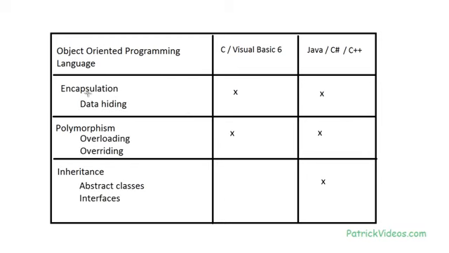Now, under encapsulation, there is a concept called data hiding. Under polymorphism, there are concepts like overloading and overriding. And under inheritance, there are concepts like abstract classes and interfaces. Let us take a look at all these concepts one by one.